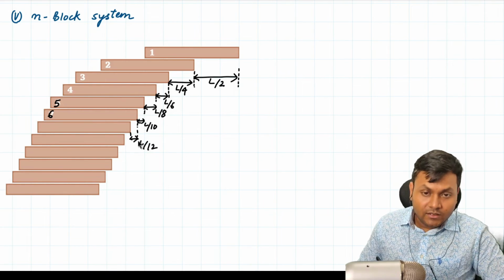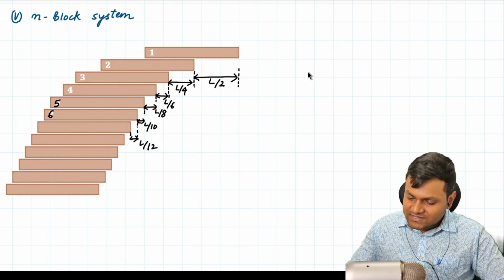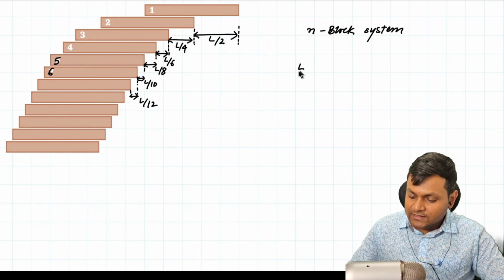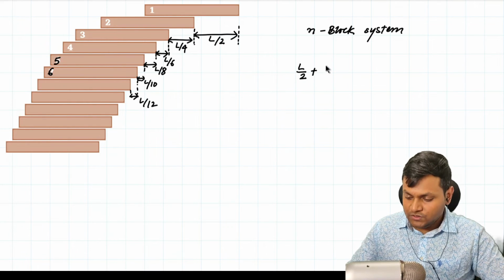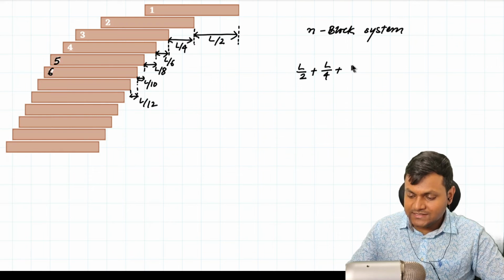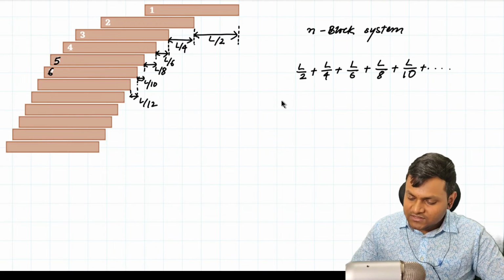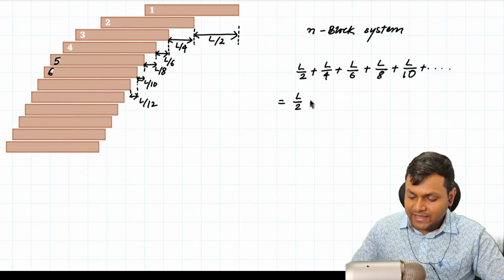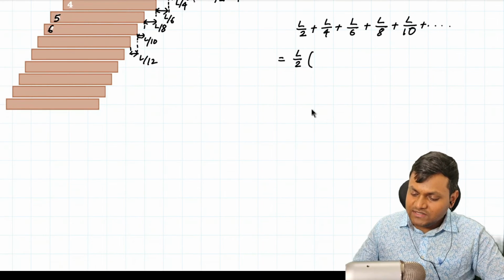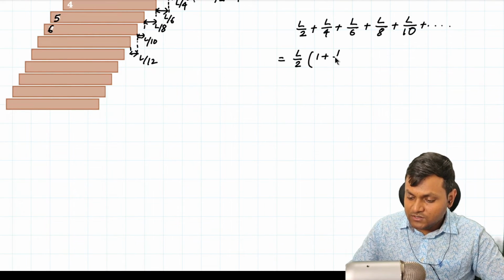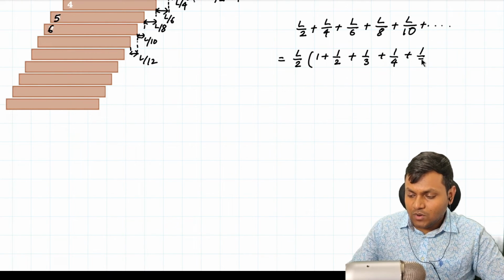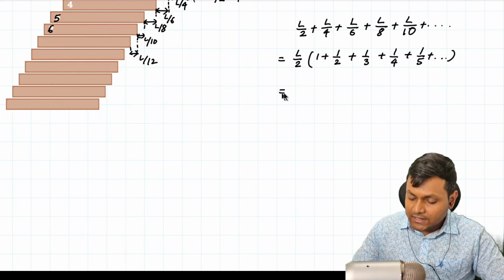Do you see the pattern here? For an n block system, the maximum overhang is L upon 2 for the topmost block, L upon 4 for the second block, L upon 6 for the third, L upon 8 for the fourth, L upon 10 for the fifth, and on and on. So this can be simplified to, let's suppose if I take L by 2 as a common factor, 1 plus 1 upon 2 plus 1 upon 3 plus 1 upon 4 plus 1 upon 5 and on and on. This is an infinite series.